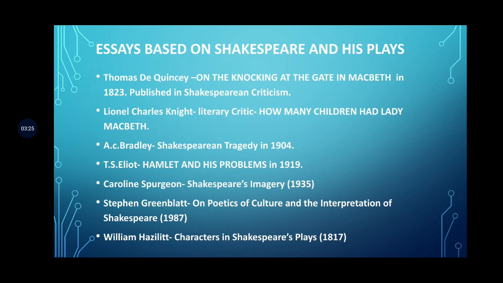A.C. Bradley, he published Shakespearean Tragedy in 1904. T.S. Eliot, Hamlet and His Problems in 1919. Caroline Spurgeon, Shakespeare's Imagery, 1935. Stephen Greenblatt, On Poetics of Culture and Interpretation of Shakespeare, published in 1987. William Hazlitt, he wrote Characters of Shakespeare's Plays, and that was written in 1817.